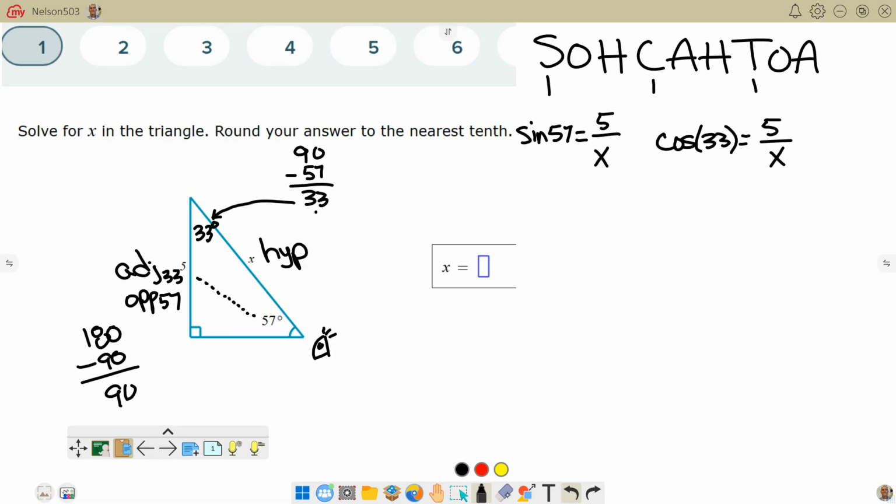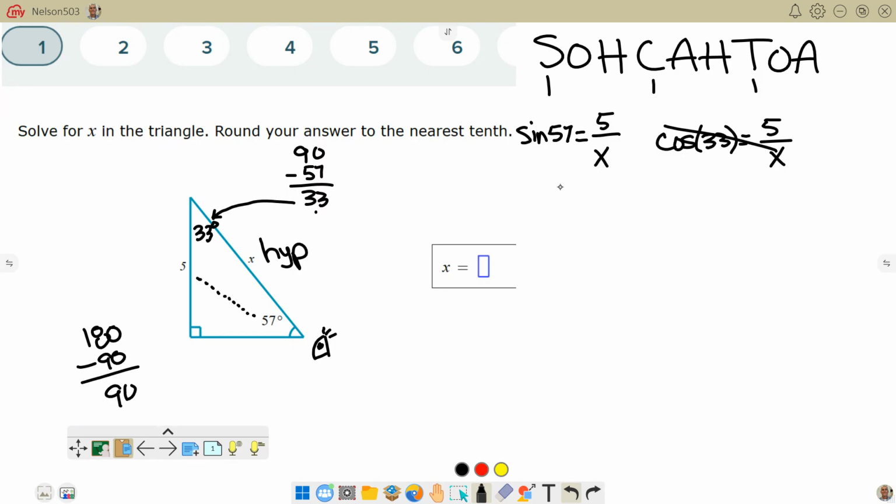Now, looking at both options, sometimes students can get confused. So maybe I'll clean this up a little bit over here, and we'll only worry about the 57-degree angle. So nix this idea, and we'll just do this one, because it wouldn't matter. Either one is going to require the same amount of work.